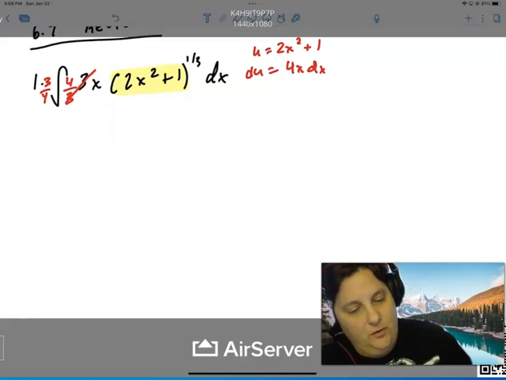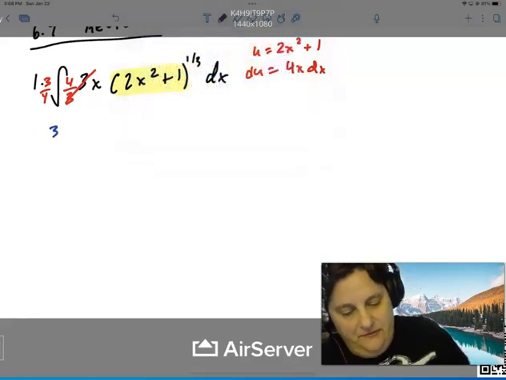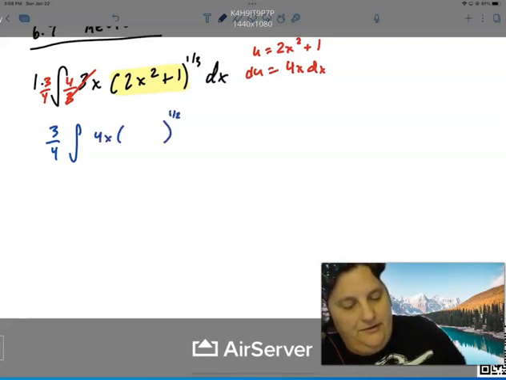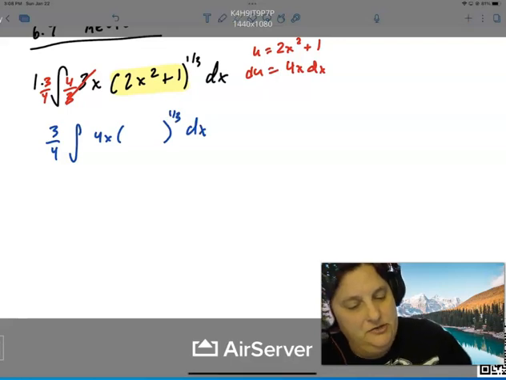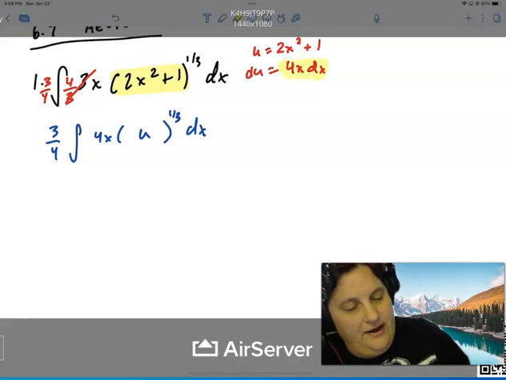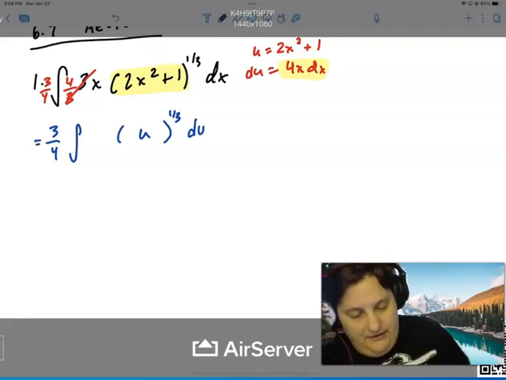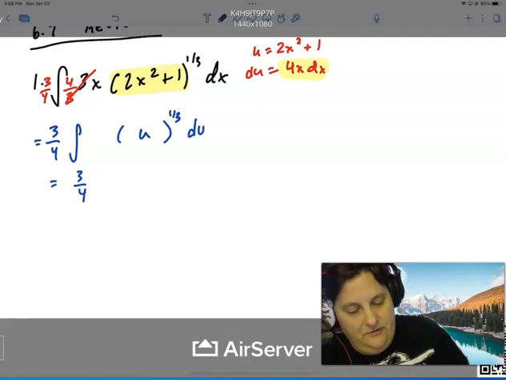Okay, so what I have is I've got 3/4, and then there's a 4x, and then all of that to the 1/3 dx. Okay, so here's the thing. I'm going to replace that with u. And then if you guys look, 4x dx means I can erase this, and I can erase that, and I can replace it with a du. Okay, so I end up getting 3/4.